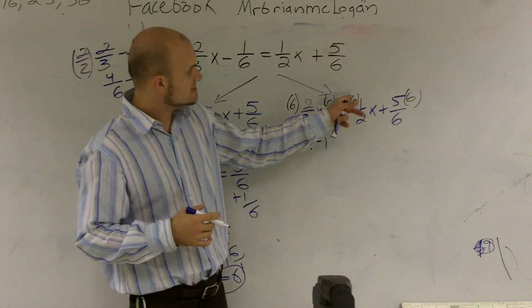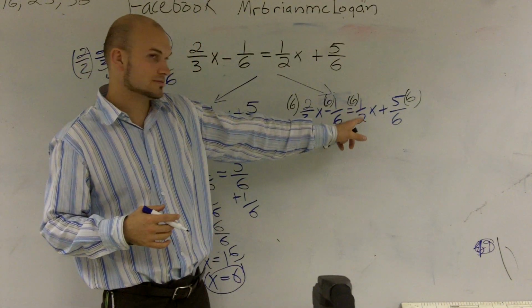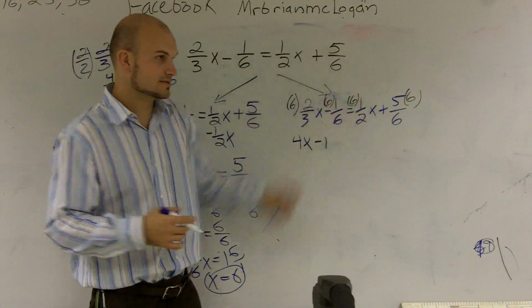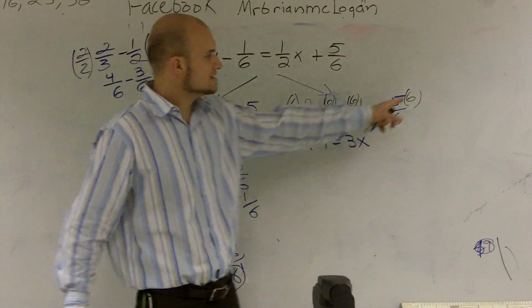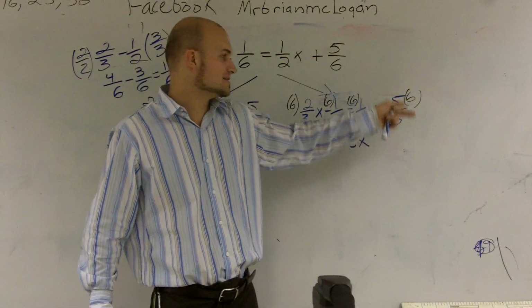Thank you. 6 divided by 2 is 3. 3 times 1 is 3x. 6 divided by 6 is 1 times 5 is 5.